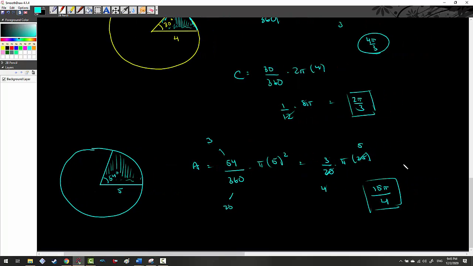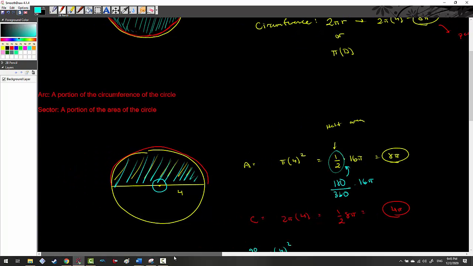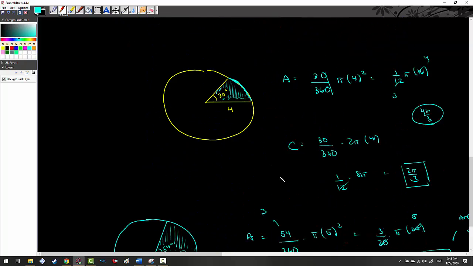Let's get that in our notes, that way we don't forget. This is the area of the sector. And again, what is the sector? A sector is a portion of the area of the circle. A portion of the area.